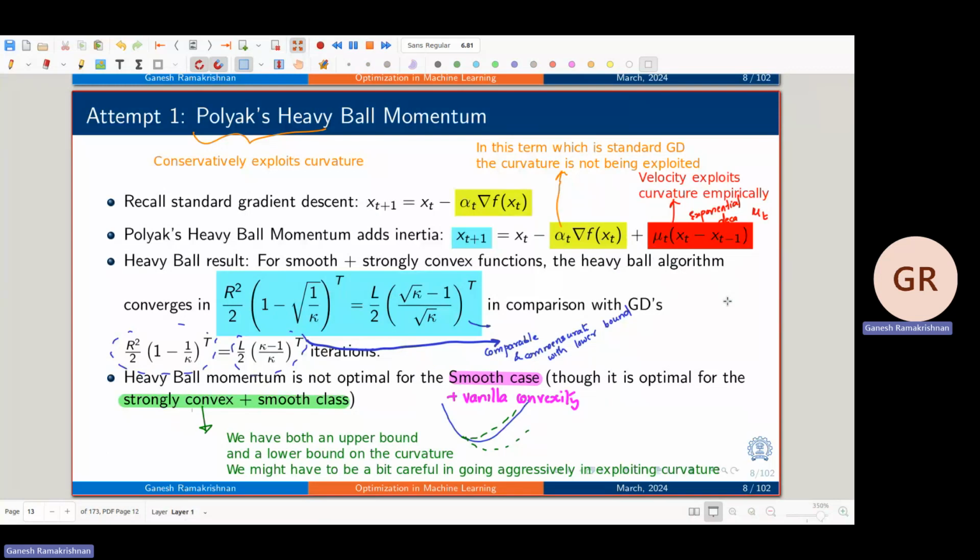So you should have some rationale on why we are managing to meet the lower bound. That's a rationale.